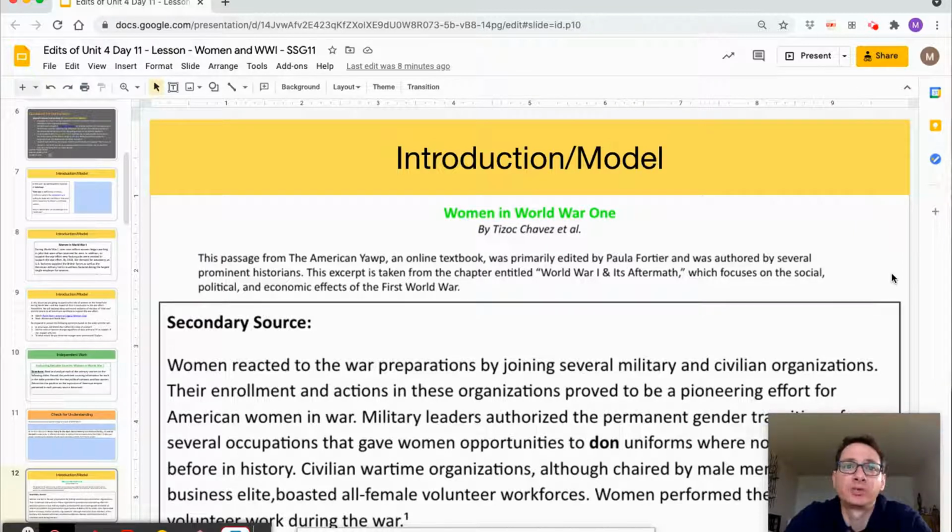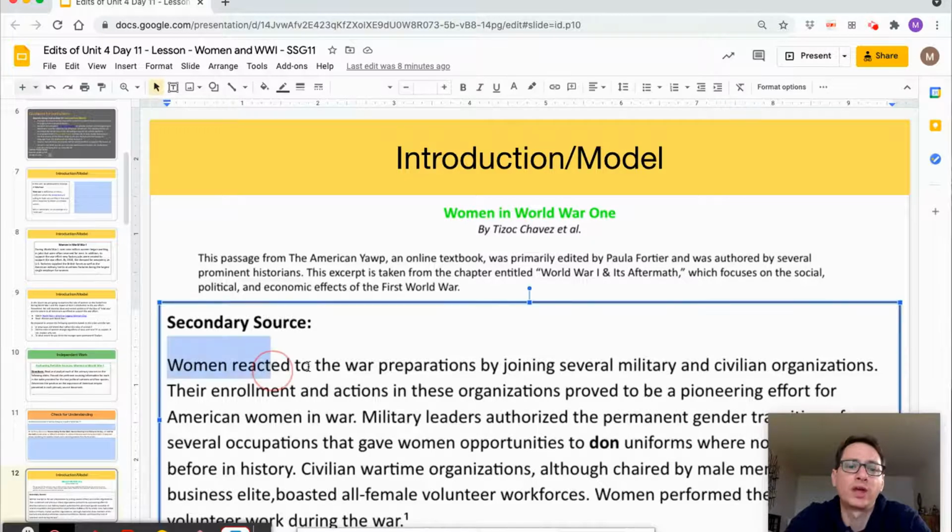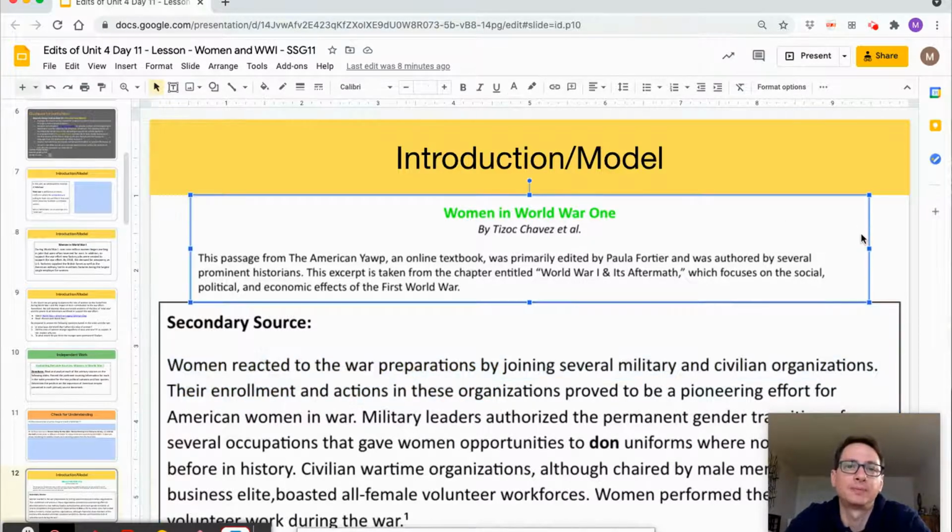This reading is taken from a chapter in American Yawp titled World War I and Its Aftermath. American Yawp is a free online textbook, so you can definitely find this passage there. It's only 4 paragraphs long, and it begins with the sentence, "Women reacted to the war preparations." So you should be able to find it. Regardless of where you're reading it though, whether it's in these slides or on the American Yawp site, pause this video here while you do that.